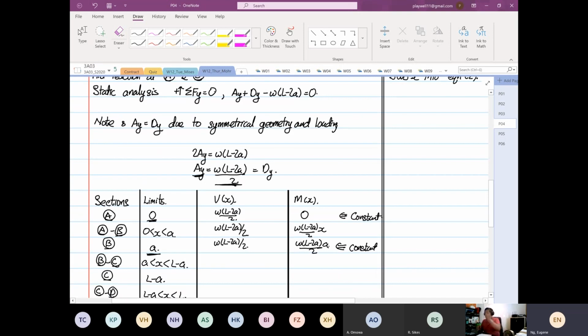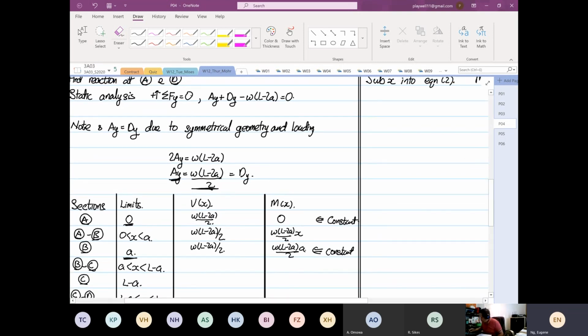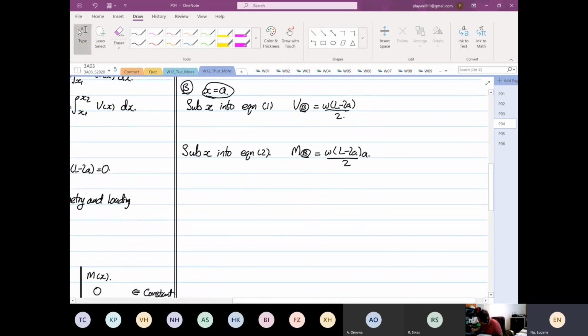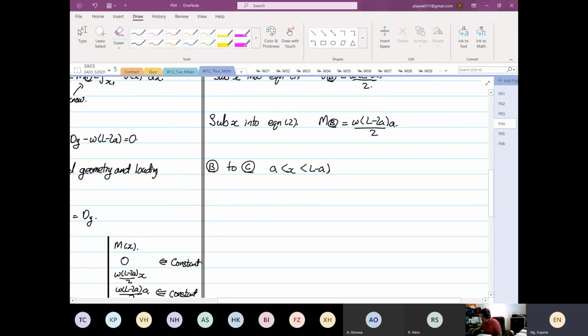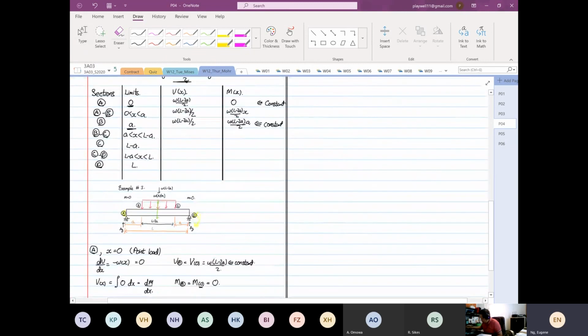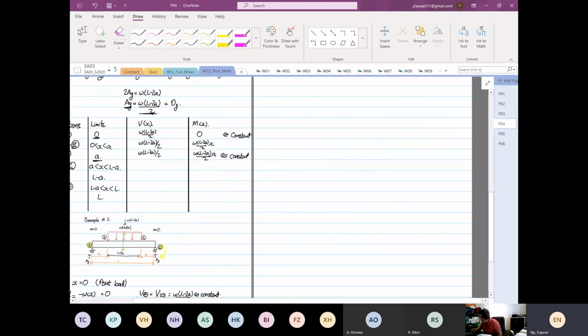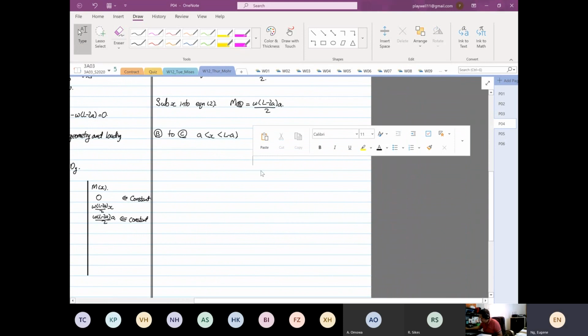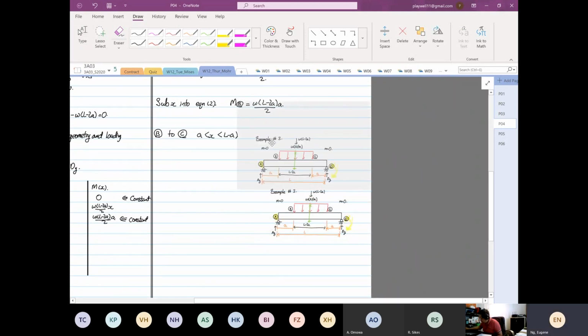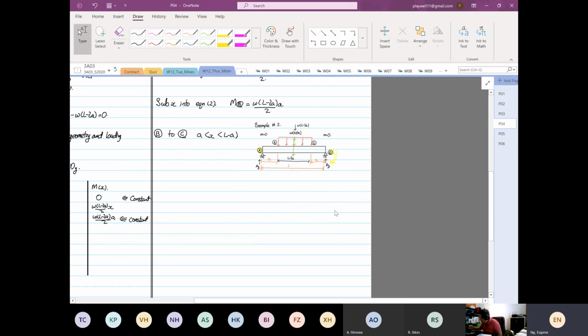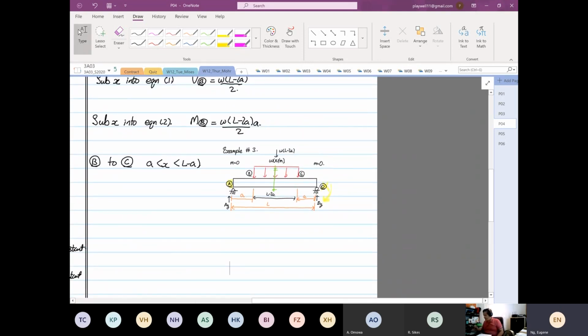Now let's look between point B and point C. Is where things get interesting. So now we're going to look at between point B to point C. And now it's A, X, and L minus A. Okay, so let me get the same diagram if I can copy. Right? And then I'll paste down here. So what you can see now, between point B to point C, you have a distributed load now.